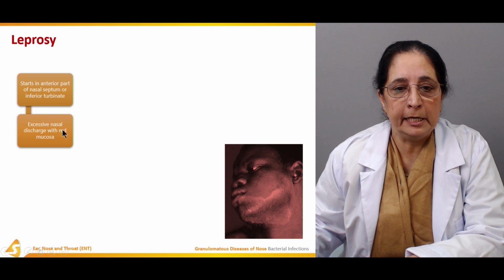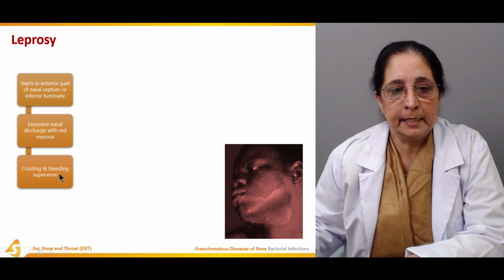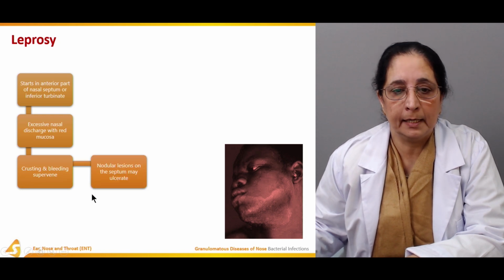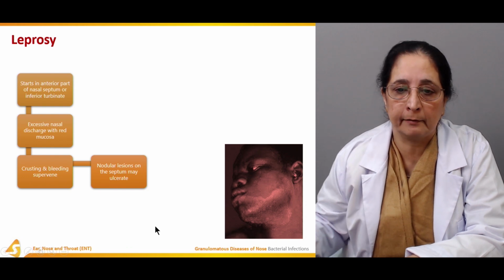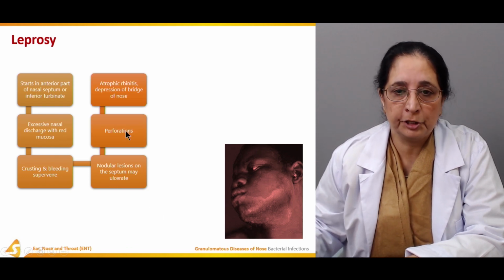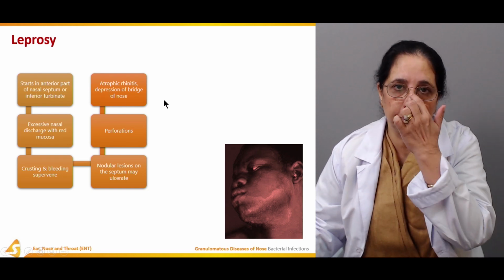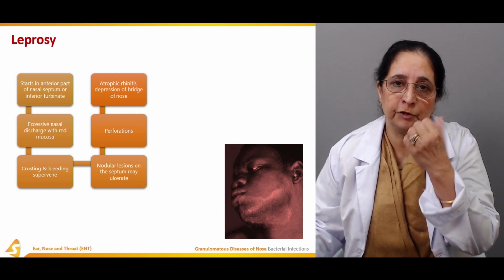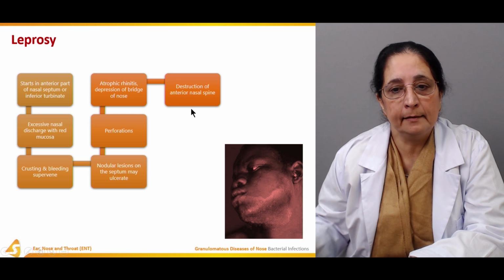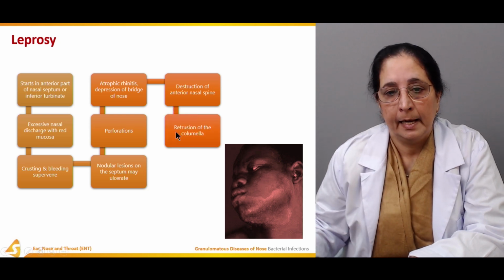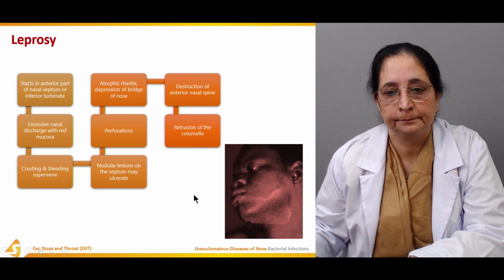Then there is excessive nasal discharge with red mucosa. Crusting and bleeding occur after that. Then we have a nodular lesion on the septum that may ulcerate. If perforations occur, there is atrophic rhinitis, and depression of the bridge of the nose because of atrophy. Destruction of the anterior nasal spine occurs, and there is retrusion of the columella.